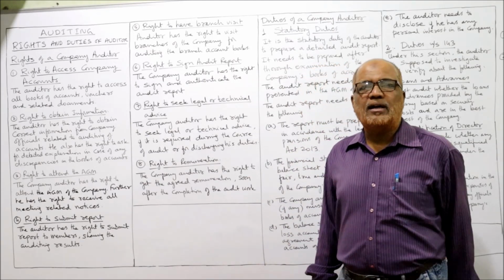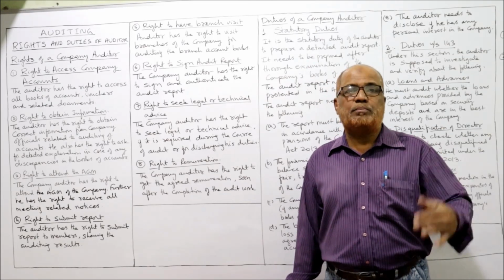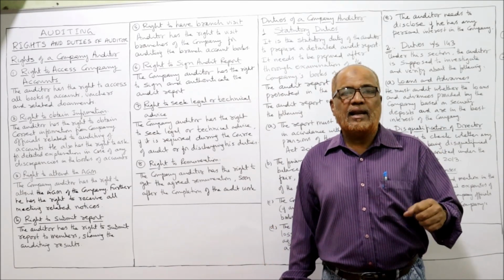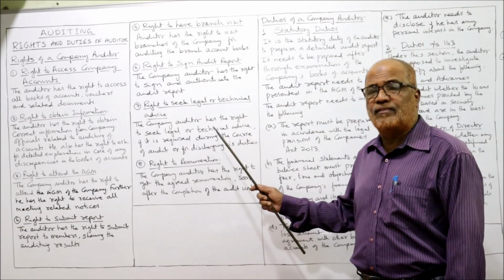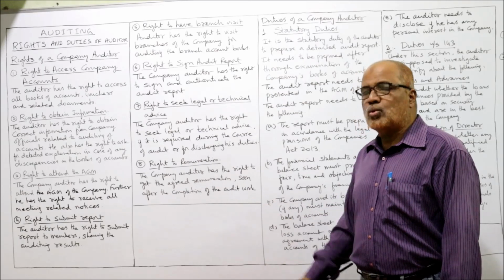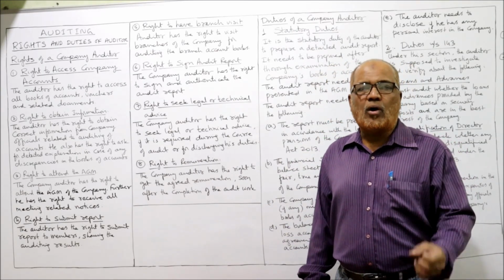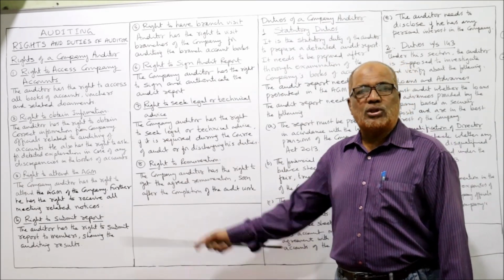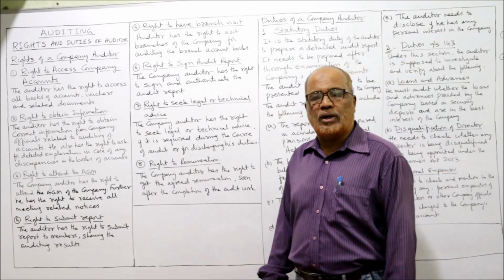Right to seek legal or technical advice. Sometimes the auditor needs legal or technical advice from expert persons. The auditor has the right to take legal advice or expert technical advice on different issues. Then, right to remuneration. After completing the auditing work, the auditor has the right to demand his remuneration. So these are some of the rights of a company auditor.